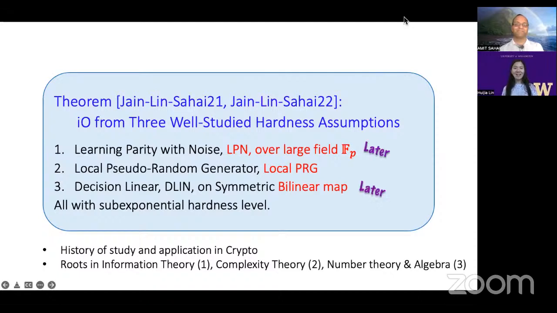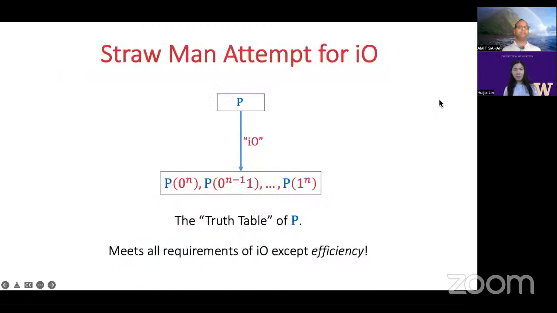Amit. All right. Thank you, Rachel. Let me take control again. So how can we prove this fascinating theorem? Well, let's first start by thinking about a simple straw man approach. Recall that the definition of I/O is that of a pseudo-canonicalizer, right? It's supposed to hide all implementation differences that may exist for implementing some particular function.